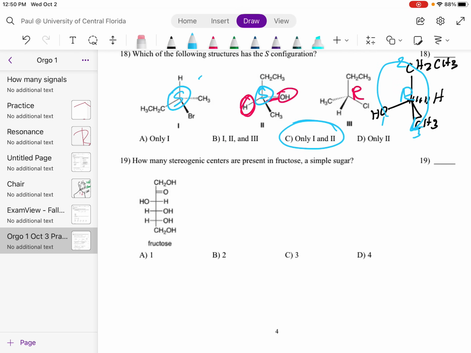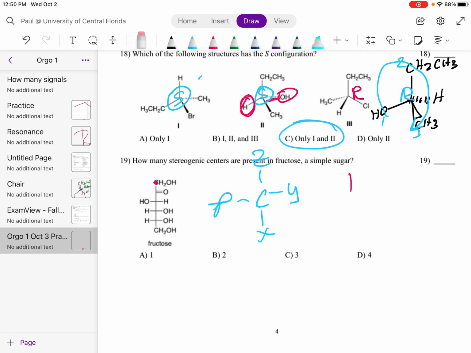How many stereogenic centers are present in fructose? We're just trying to find a carbon that has 4 different groups. X, Y, Z, and let's just go P. 4 different groups, okay? So if I take a look at this carbon, that carbon has 2 hydrogens, so that's not it. That carbon only has 3 groups attached to it. This carbon has a hydrogen, an OH, this piece, and that piece. So that is different. So we have 1.